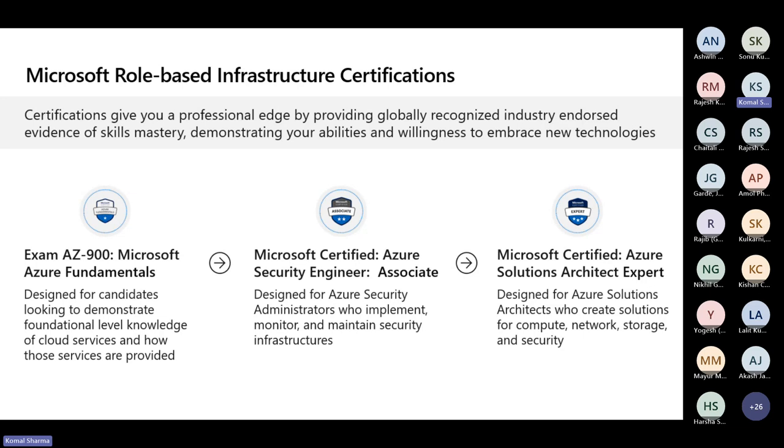Once you are done with Azure fundamentals, you are good to go towards the next role-based certification path, Azure Security Engineer Associate, that is AZ-500. This course is designed especially for the Azure security part. If you are an administrator in your organization who wants to implement security, monitor security-related activity, and maintain your security infrastructure, then this is the right certification for you to appear for.